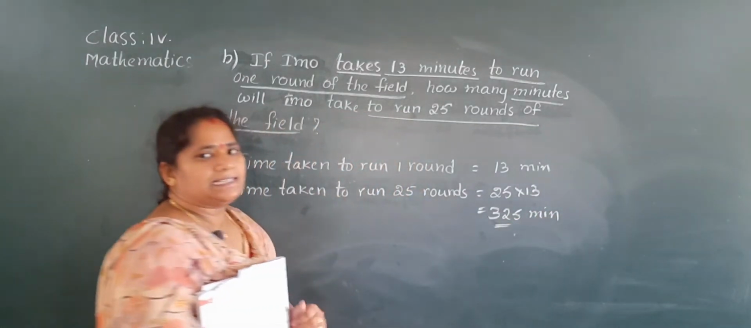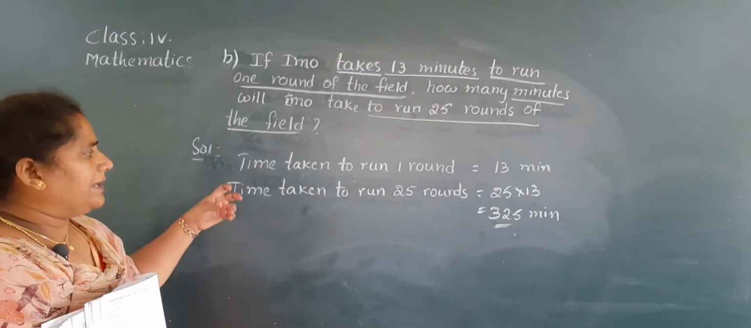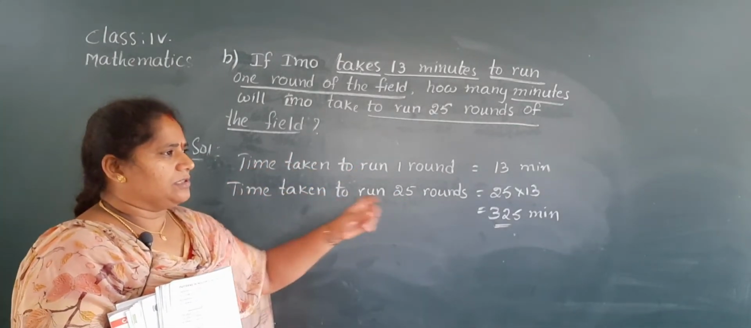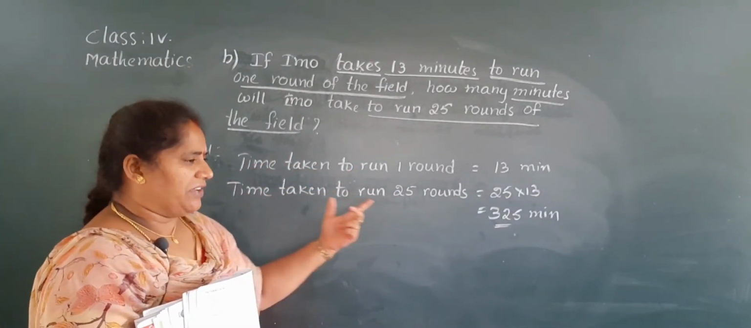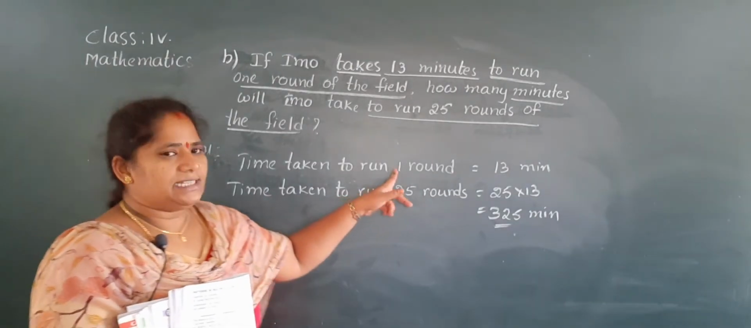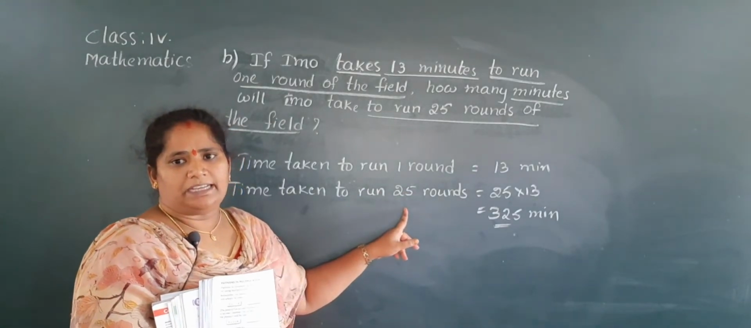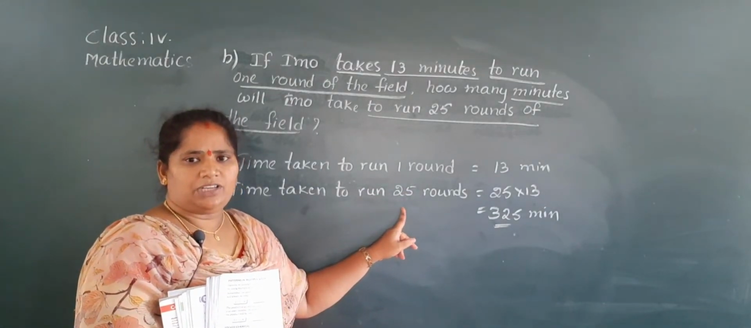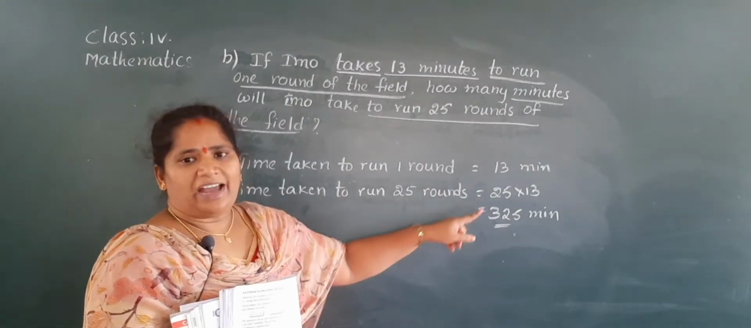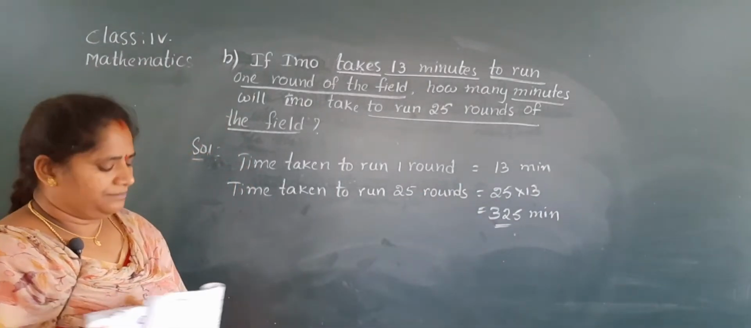MIN means minutes, Nana. So time taken to run one round, time taken to run 25 rounds equals 25 into 13. Here one is given and we are asked to find more, so here we do multiplication. Is it clear to you, children? 25 into 13. Yes, note down in your classwork, ma.